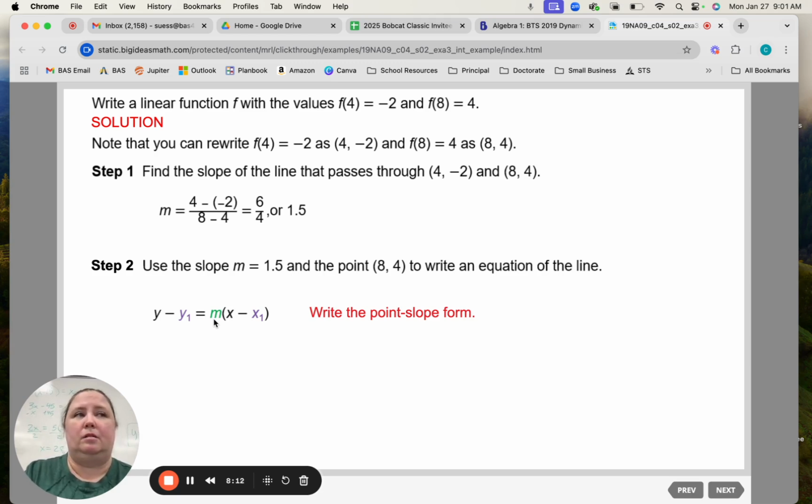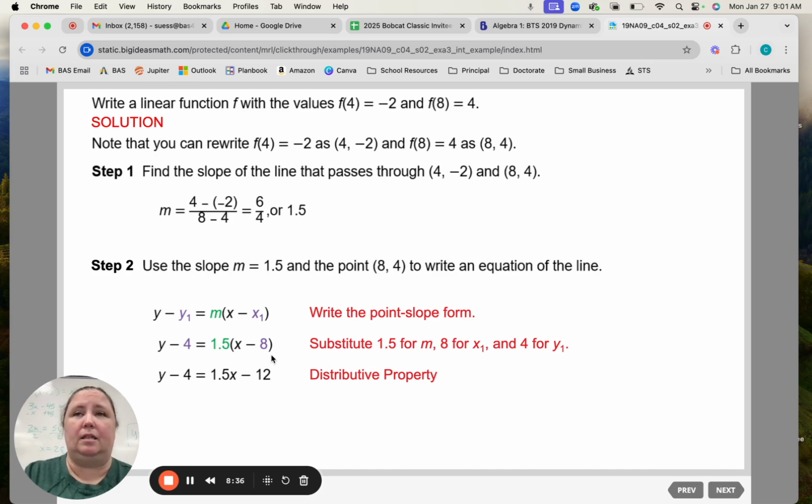Fractions are bad? Will they allow that in high school? They will prefer the fractions in high school. Now, all algebra teachers will say 1.5 is correct. They're not going to mark you off for it. But 3 halves is better for your brain. I promise. All right, so then you plugged in a point.